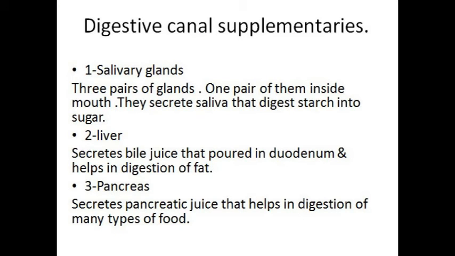After finishing the digestive canal, we must talk about the digestive canal supplementaries. Three parts we will study. Number one, the salivary glands. There are three pairs of glands. One pair of them is inside the mouth, and this pair secretes the saliva.